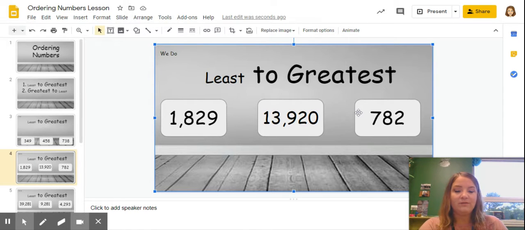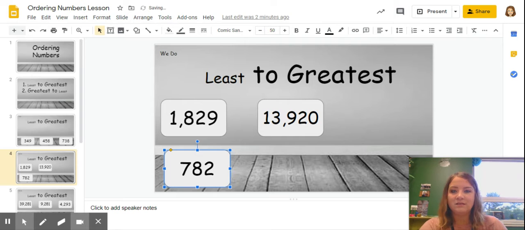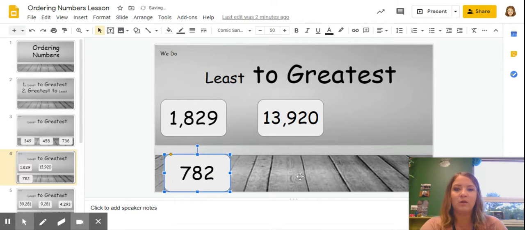All right, hopefully you said that the smallest number in this example would be 782 because it's a 3-digit number. It's only in the hundreds place, and the other two have thousands and 10,000s. So on the left side, we're going to write 782 because we're moving from least to greatest or smallest to largest. All right, what do you guys think comes next?